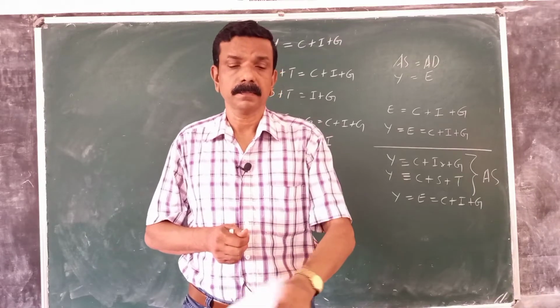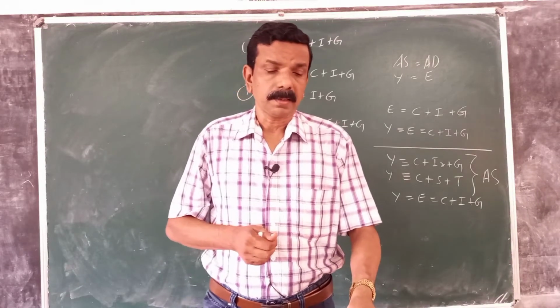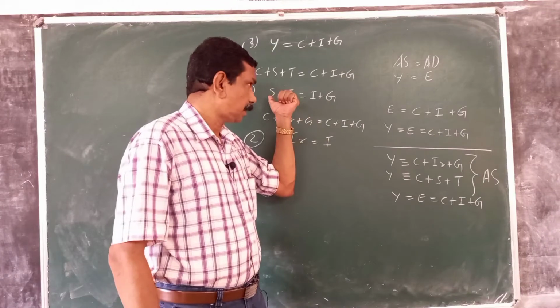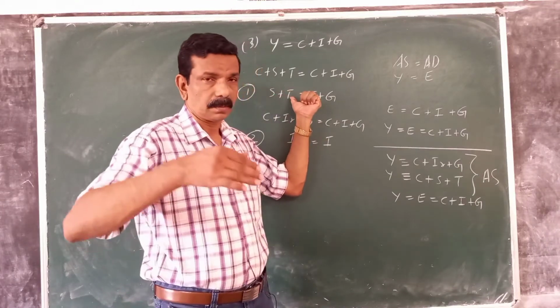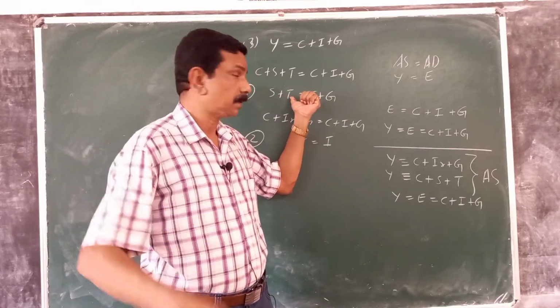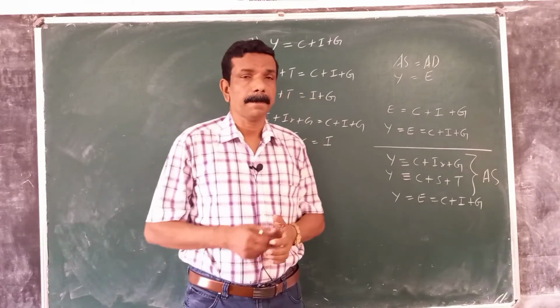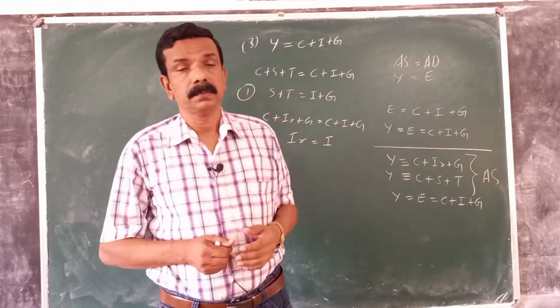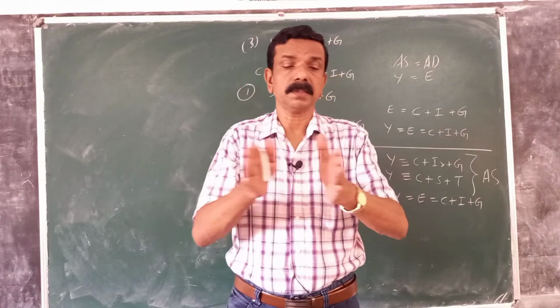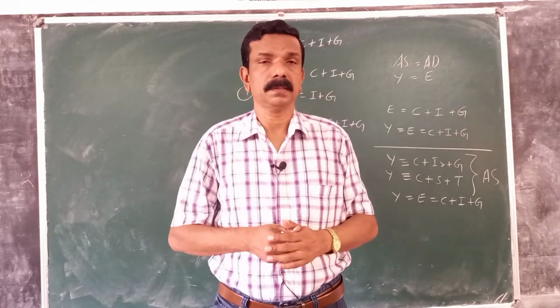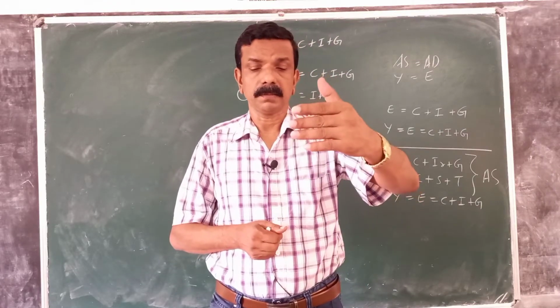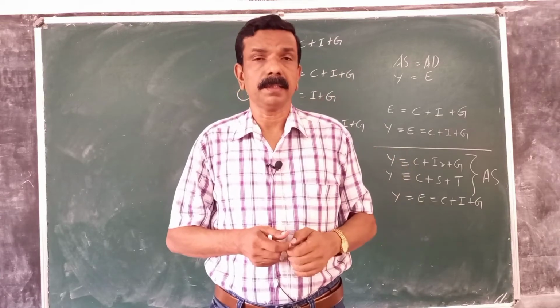That means what is not spent by households on the purchases of goods and services, S plus T, must be equal to the spending by business firms and government. Then only equality between aggregate supply and aggregate demand will be maintained.